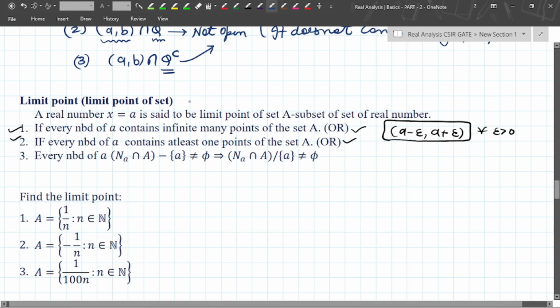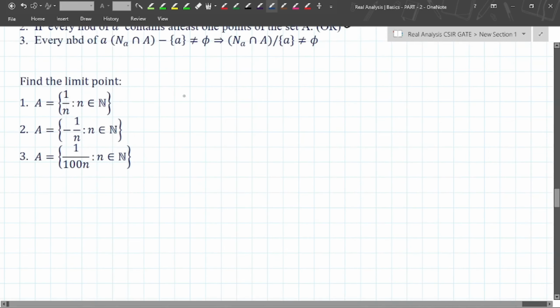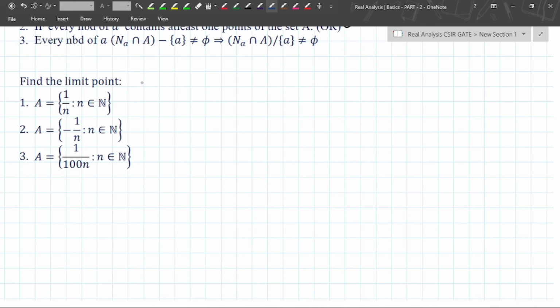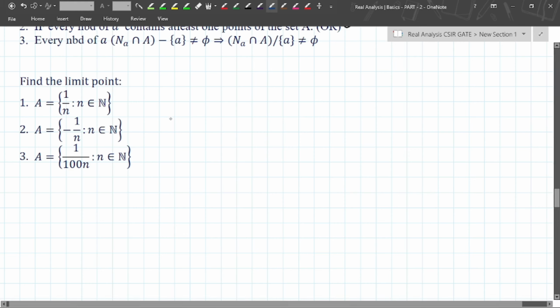We will see examples of limit points, finding the limit point of certain sets. A limit point means that if a point is repeating in a particular set infinitely many times, we can say it is a limit point. Otherwise, the definition mentioned here applies: the set should contain infinitely many points, or at least one point, in the neighborhood of that point. So find the limit point for this particular set.